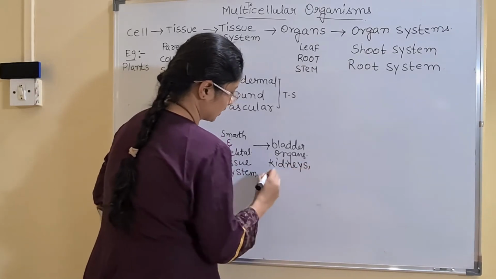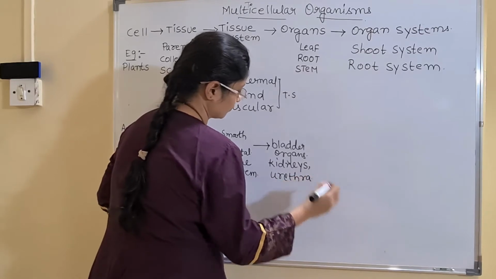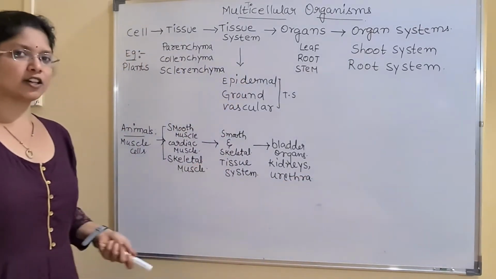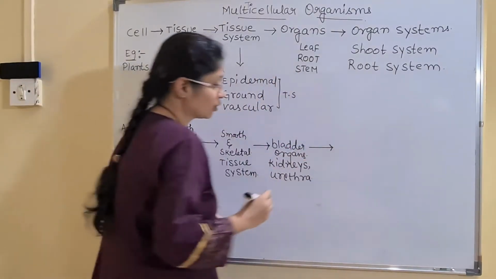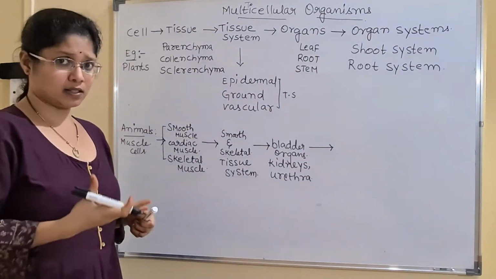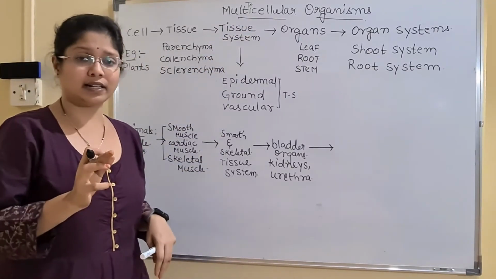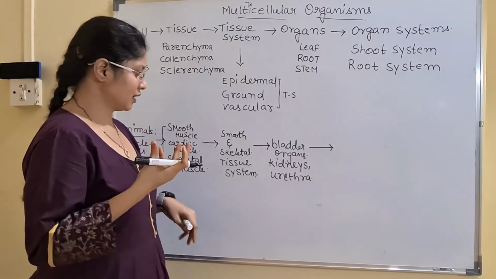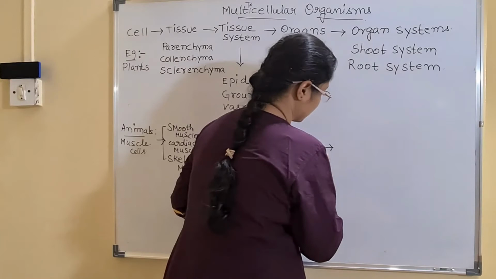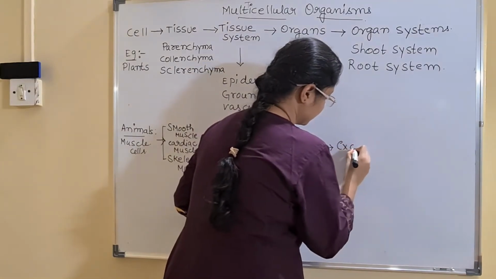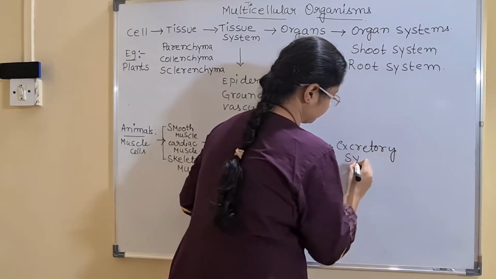We have urethra. Okay, so all these are the bladder organs, and all of these organs are again coordinated to form the excretory system. Organs are different, their place is different, but still they are coordinating for which function, children? That is excretion. They form the excretory system.